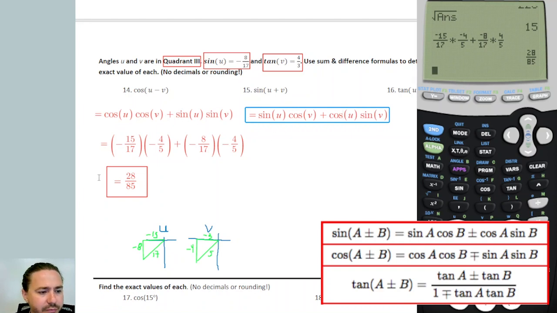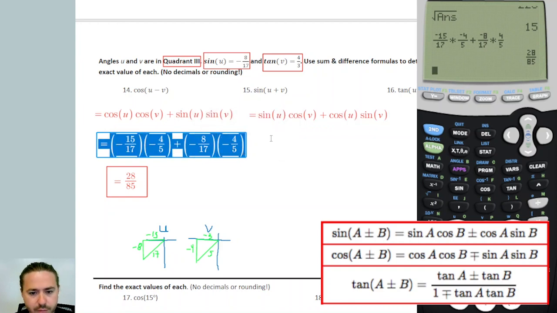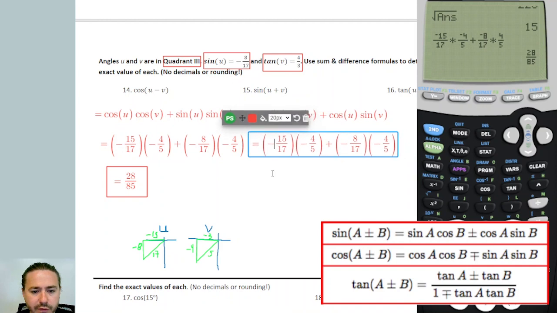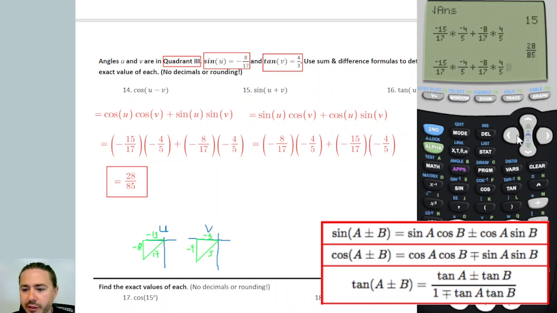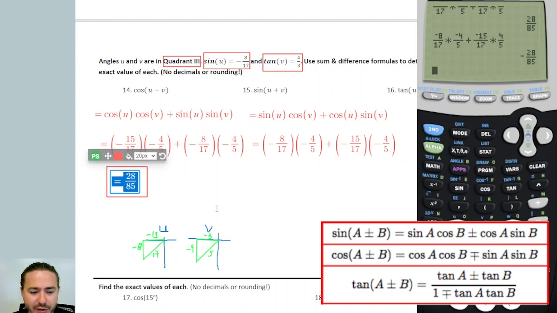And we've already found what all these are, so we don't have to recalculate anything. We are just going to see what we have to change here. So sine of u is actually going to be negative 8 over 17. Cosine of v is already negative 4/5, so we don't need to change that. Cosine of u is negative 15 over 17. That's the only thing we really need to change. So in my calculator, I don't need to retype everything. I'm just going to go up, copy that, and change what I need to. So this negative 15 is going to be negative 8, and this negative 8 is going to be negative 15. So we get negative 28 over, who would have thought, 85. Negative 28 over 85.